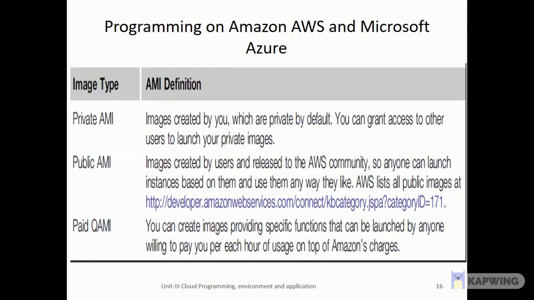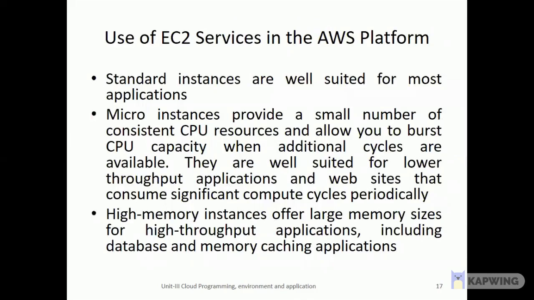AWS lists all public images at the following site. Specify the public AMI. And paid AMI: you can create an image covering a specific function that can be launched by anyone willing to pay you for each hour of usage on top of Amazon charges. Then use of EC2 services in the AWS platform.